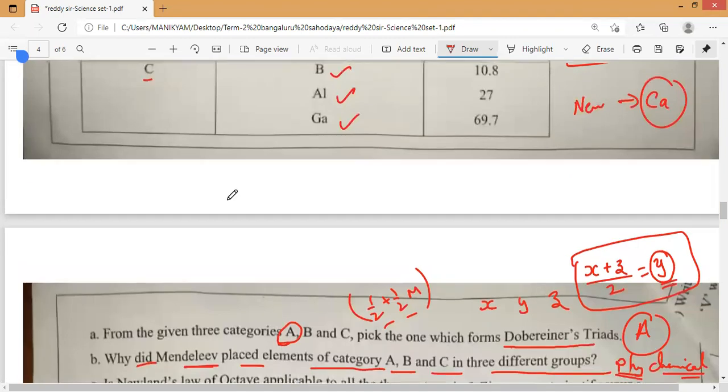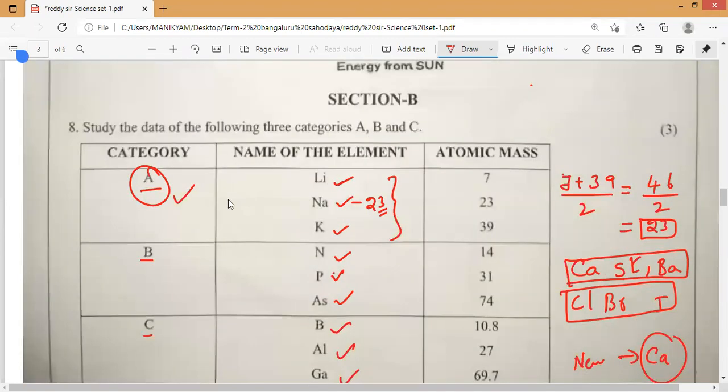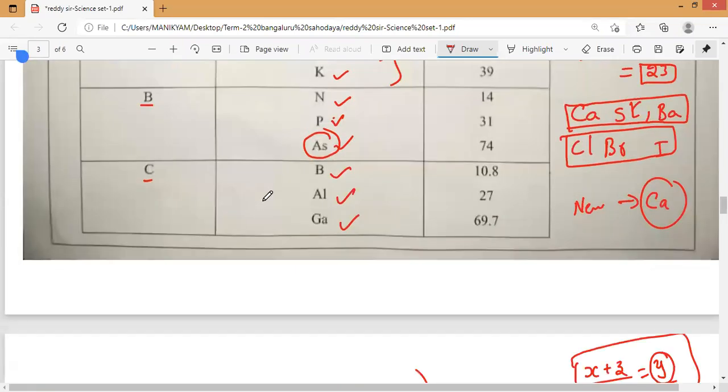Why is it not applicable, guys? If you notice, only after calcium we are getting arsenic and whatever things like gallium and all. Is it yes or no? But as we know, Newland's law of octave is applicable till where, guys? Calcium. Till calcium only it is applicable. So that is why we can say the answer is what? What is the answer, Arvind? Third question? Understand? So the answer is no.